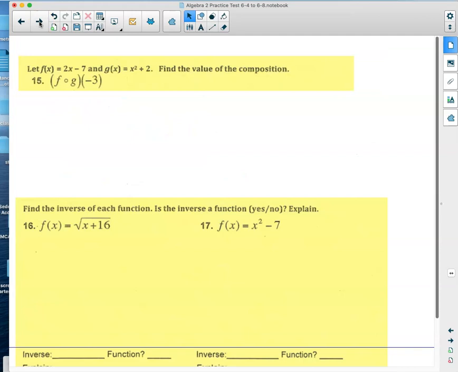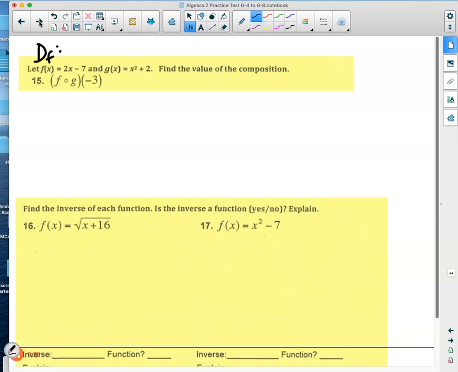And we go on to this one that says this time, instead of just f and g, we're actually going to give you a number. So let f of x equal 2x minus 7 and g of x equal x squared plus 2. Find the value of the composition. Well, before we do that, I hope we remember back in this section, sometimes they would ask us to put numbers in that we could not put in. So we should think about the domain in this one before we do anything else.